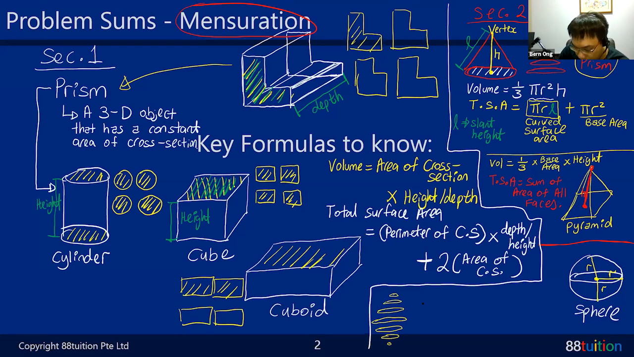So what's the formula? The volume of a sphere, very weird, is 4/3 pi r cube. The cube is for the r, so it's r times r times r. What is the total surface area of the sphere, meaning the place that you can touch? It is 4 pi r square. So these are the 3 more important formulas you will learn in Sec 2. And in Sec 1, just know the meaning of prism will do.